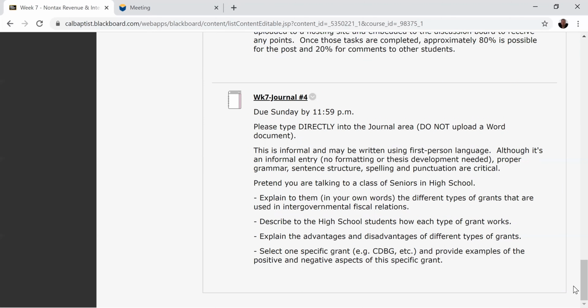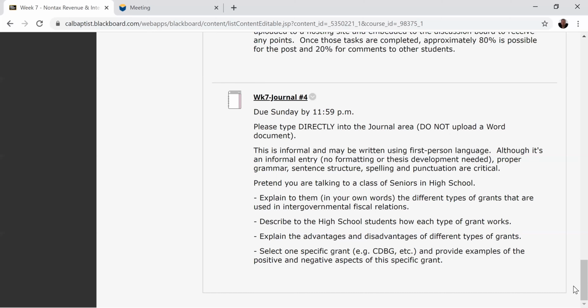Again, when you do your journal, please type directly into the journal area rather than uploading a link. And that hasn't been a problem to this point, so I'm sure you all have the hang of that pretty well. What I'm asking you to do in this journal is pretend you're talking to a class of high school seniors who ostensibly don't know anything about intergovernmental fiscal relations. They don't know anything about grants. Explain to them in your own words the different types of grants that are used in intergovernmental fiscal relations.